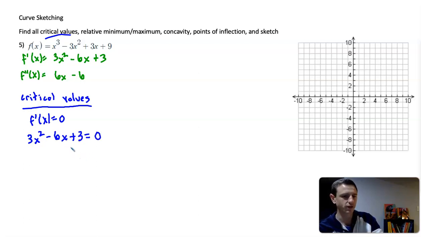And whenever you have a quadratic like this, you want to factor it, but before you do that, try to see if there's something that can be factored out just to make your life a little bit easier. And there is. 3, 6, 3, I could take out a 3. So I'm going to factor out a 3. I'm left with x squared minus 2x plus 1. 3 divided by 3 is 1. 6 divided by 3 is 2. 3 divided by 3 is 1. Equal to 0.